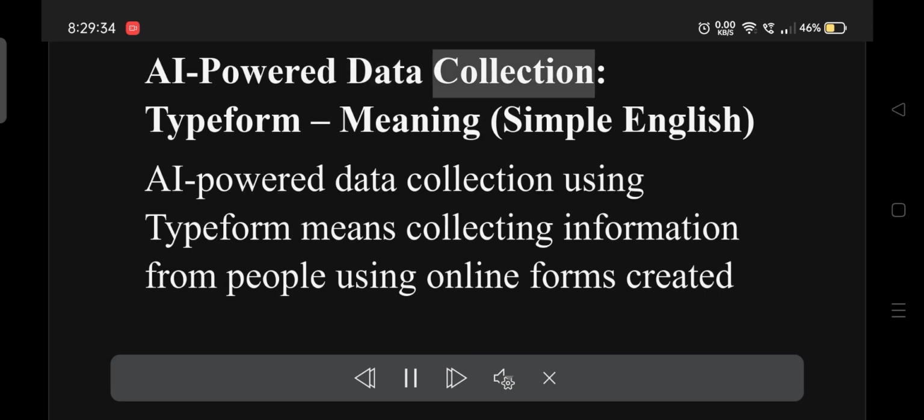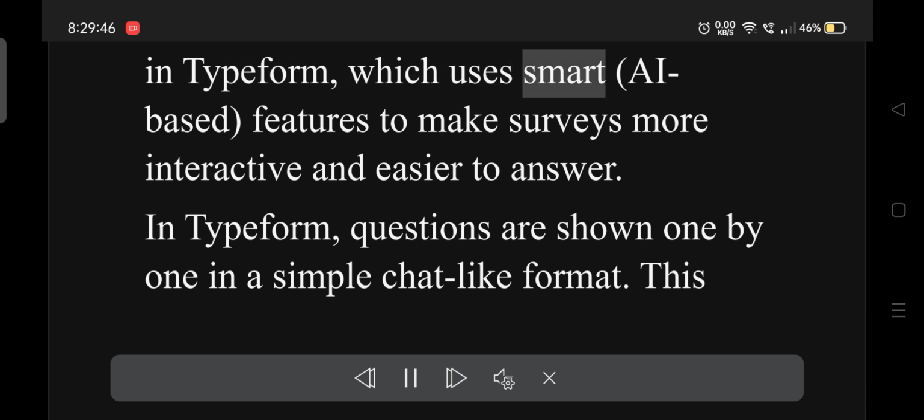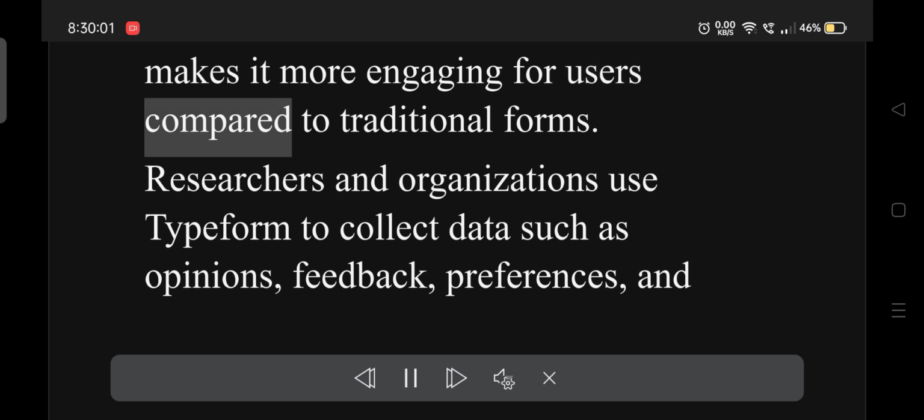AI-powered data collection, Typeform, meaning, simple English. AI-powered data collection using Typeform means collecting information from people using online forms. Typeform uses smart, AI-based features to make surveys more interactive and easier to answer. In Typeform, questions are shown one by one in a simple chat-like format. This makes it more engaging for users compared to traditional forms.